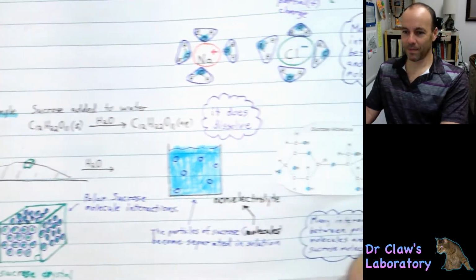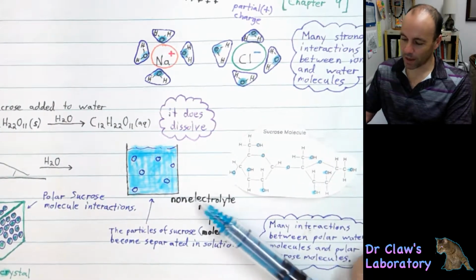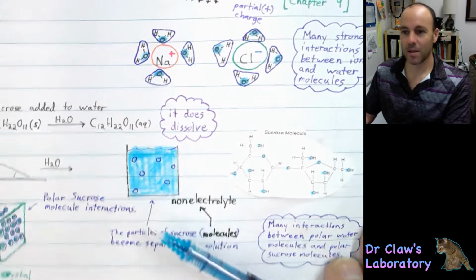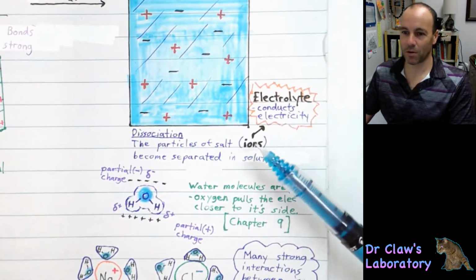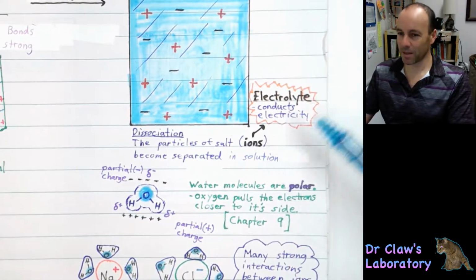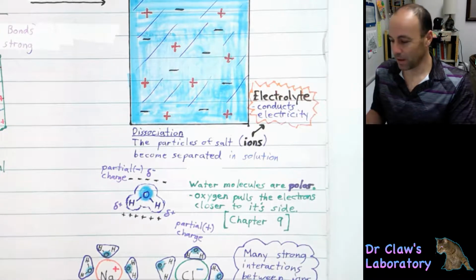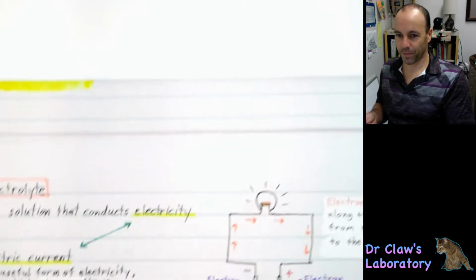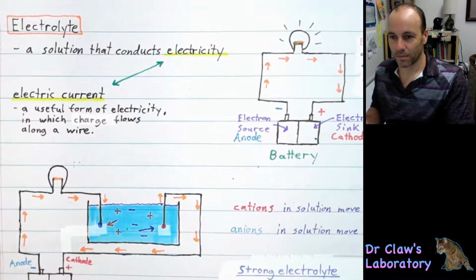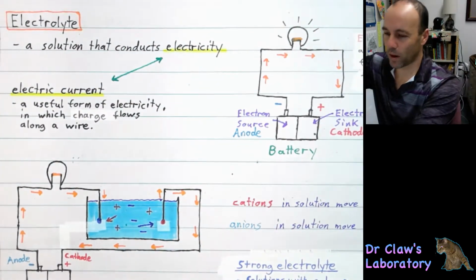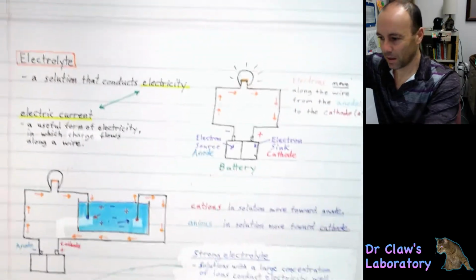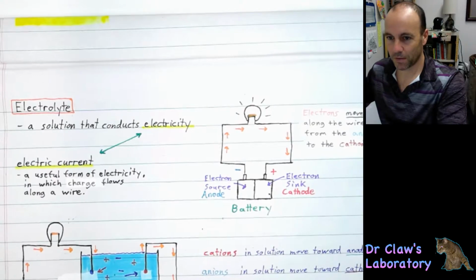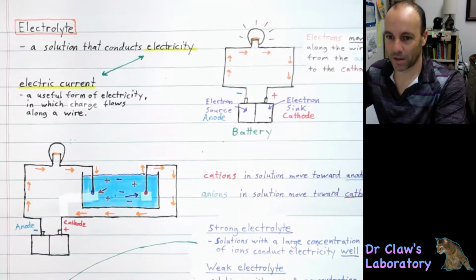Now, this one down here does not conduct electricity because there are no ions, but the sodium chloride does conduct electricity. Let's take a closer look at the electrical properties of solutions. You'll discuss electricity quite a bit in physics, and so we're not going to cover it totally here, but let's mention a few things about it.